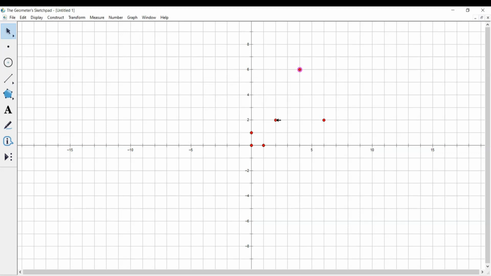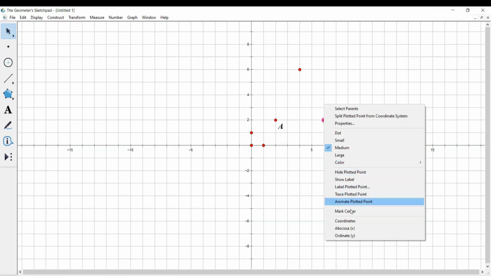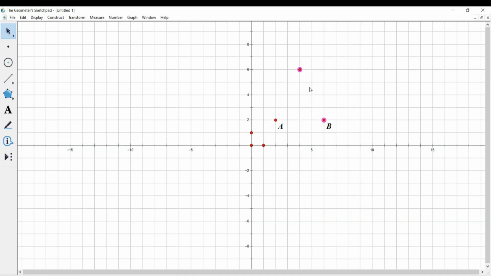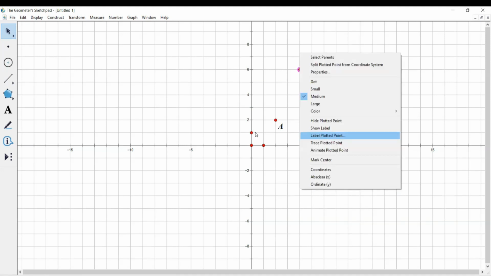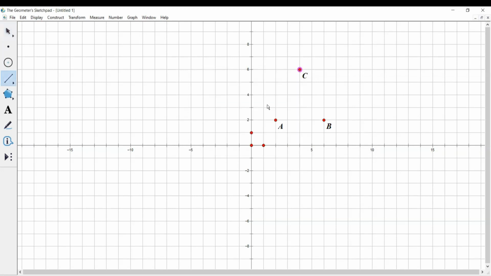So I can label them now. This one is A, this one is B, label that point as B, and this one is C. So if I draw the line from A to B, draw the line from B to C, draw the line from C to A, I'm going to measure that line AC. AC is 4.47.